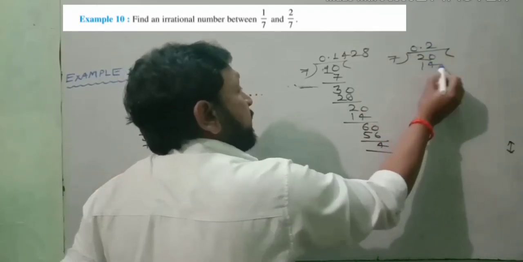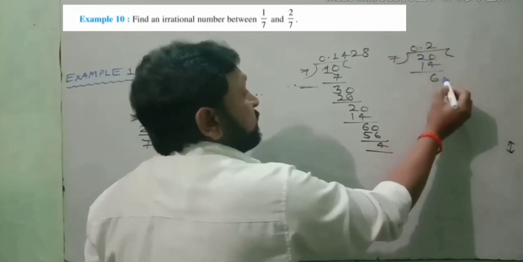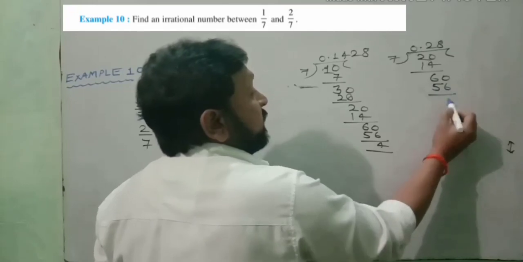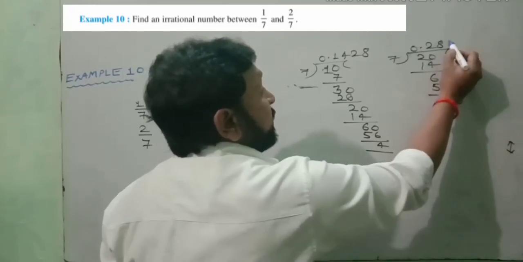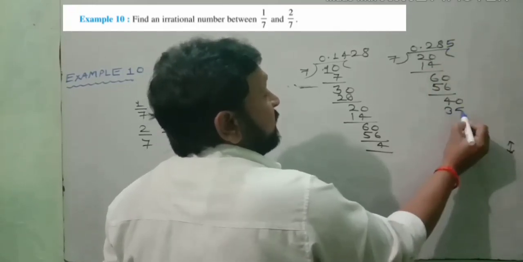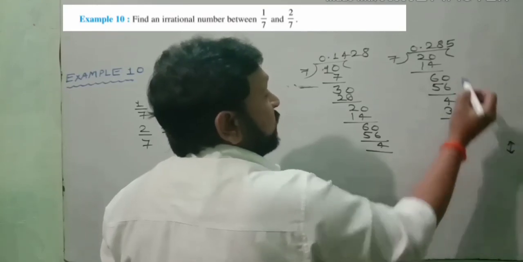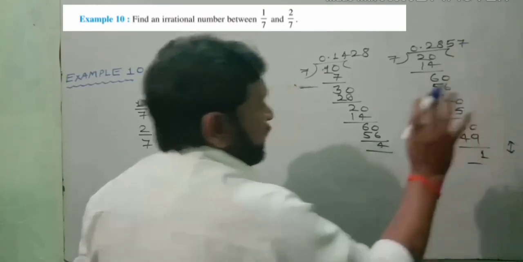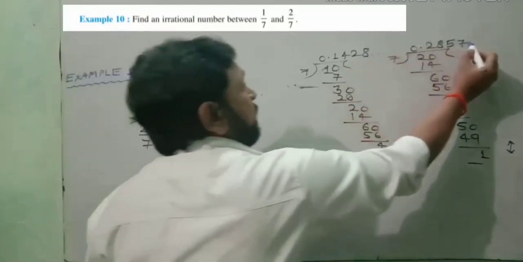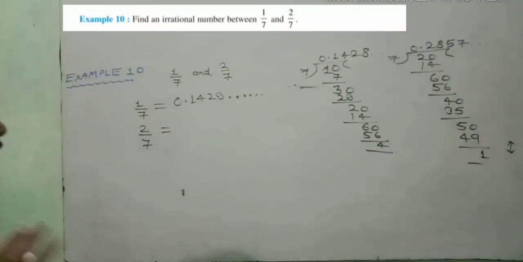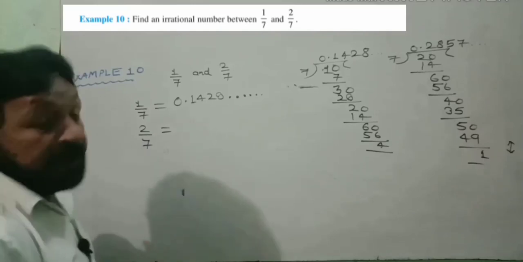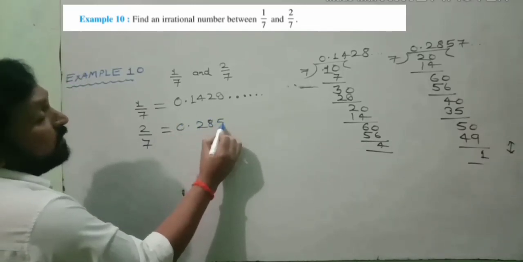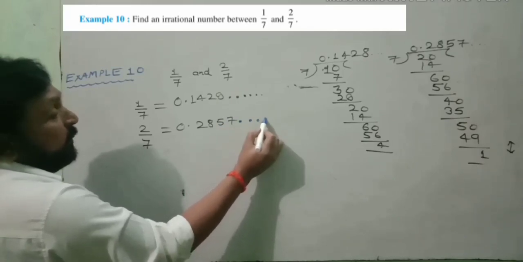We have to put a decimal. 7 2s are 14. 10 minus 4, 6 0. 7 8s are 56. 4 will be left. Then 7 5s are 35, 5 will be left, 0, 7 7s are 49. It will keep on repeating, but we will get our answer. For getting our answer, we have to find the decimal expansion at least up to 4 decimal places.